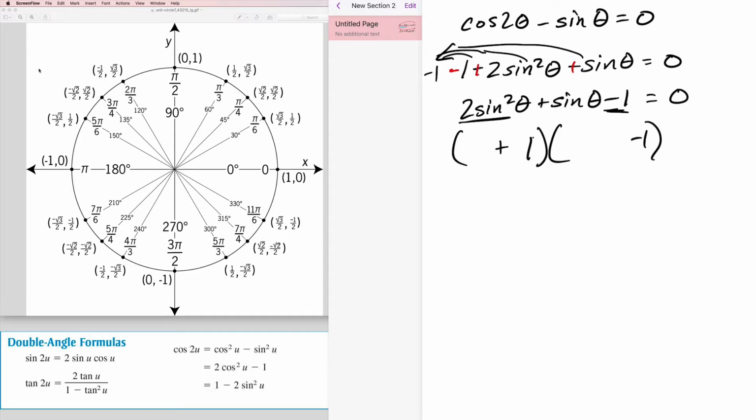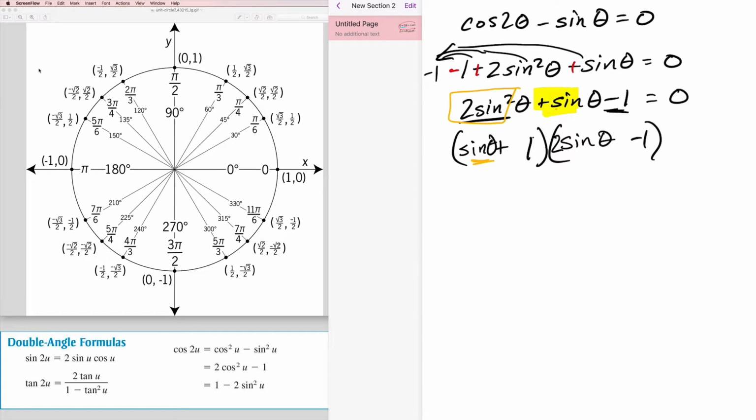Now keep in mind here that I have a positive sine, so that means this 2 sine here, you want it to be positive. So you don't want it over here, because then I'm going to have a negative 2 sine, and then plus a positive sine. That should give me a negative. So I don't want it over here. I want it on this side. I want a 2 sine theta here, and then I want the sine theta here.